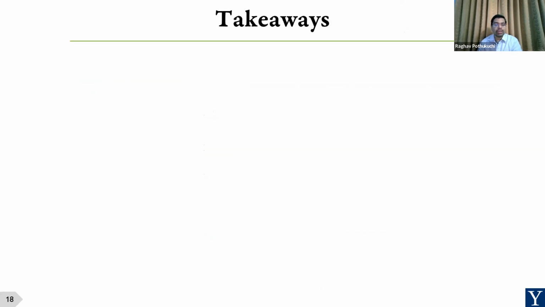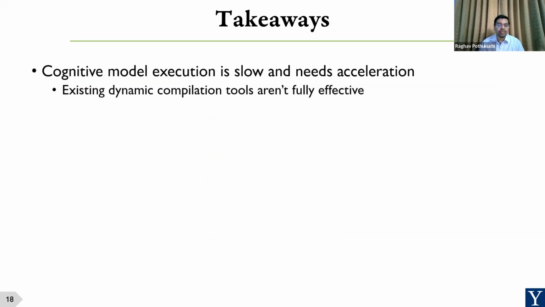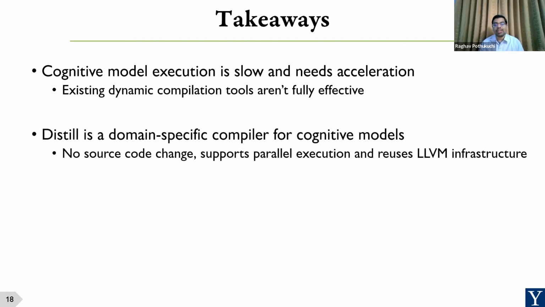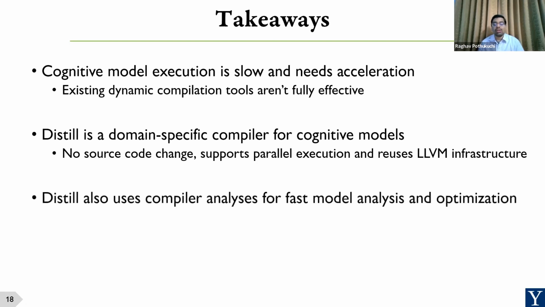To conclude, cognitive models are important, but cognitive model execution is slow and needs acceleration. Unfortunately, existing dynamic compilation tools aren't fully effective. We propose Distill, which is a domain-specific compiler for cognitive models. Distill does not require any source code change, supports parallel execution, and reuses LLVM infrastructure. Distill also uses compiler analysis for fast model analysis and optimization.